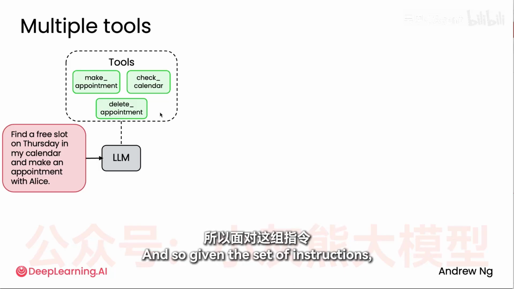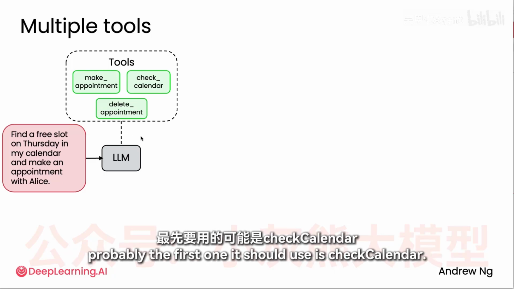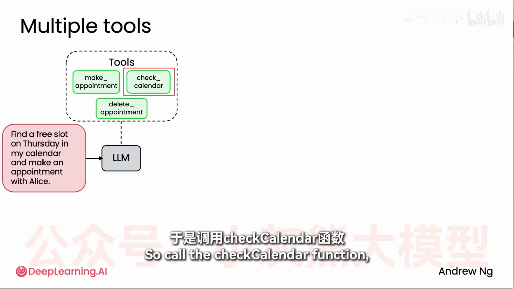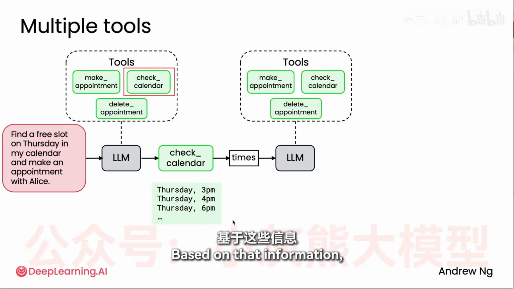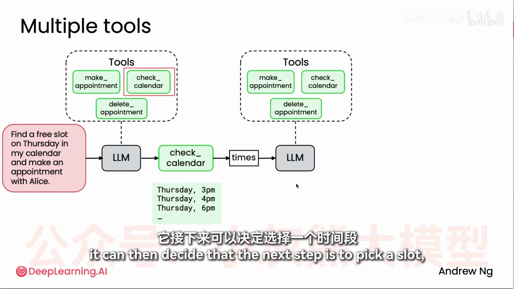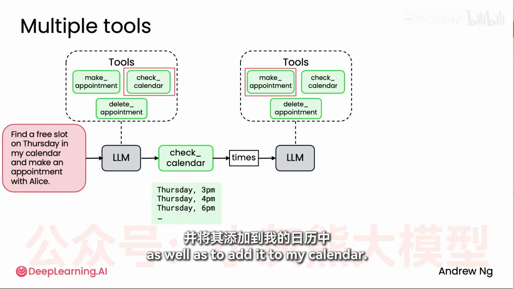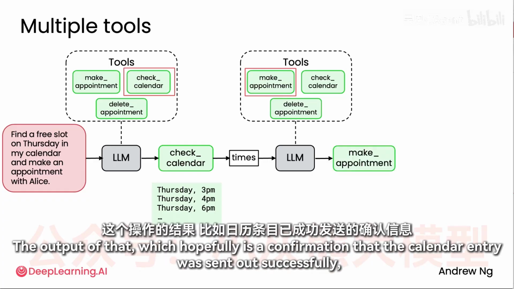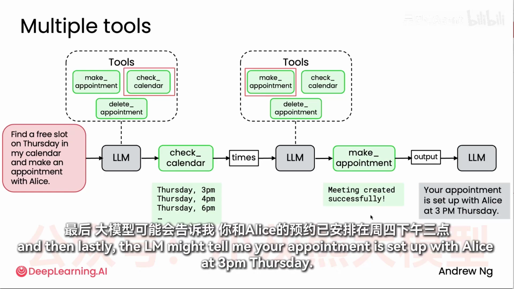And so given the set of instructions, the LLM would first decide that of the different tools available, probably the first one it should use is check calendar. So call the check calendar function. That will return when I am free on Thursday. Based on that information, which is fed back to the LLM, it can then decide that the next step is to pick a slot, let's say 3 p.m., and then to call the make appointment function to send a calendar invite to Alice as well as to add it to my calendar. The output of that, which hopefully is a confirmation that the calendar entry was sent out successfully, is fed back to the LLM. And then lastly, the LLM might tell me your appointment is set up with Alice at 3 p.m. Thursday.